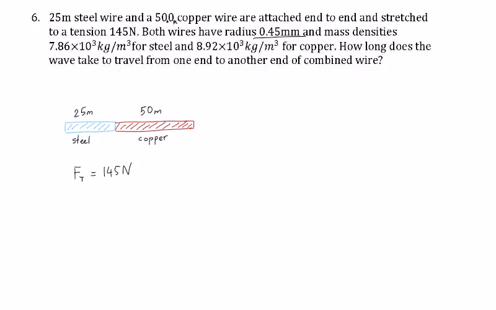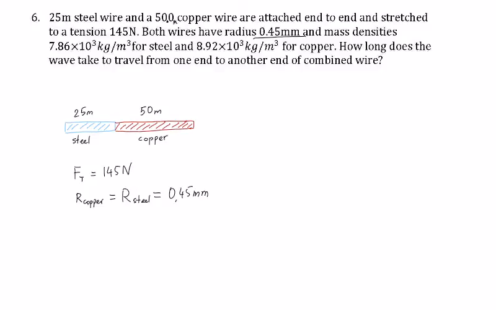So I'm going to write the radius R, copper, and radius of the steel are equal to each other, and they are 0.45 millimeter. Let's pay attention that this is millimeter. We might have to convert it to meters.